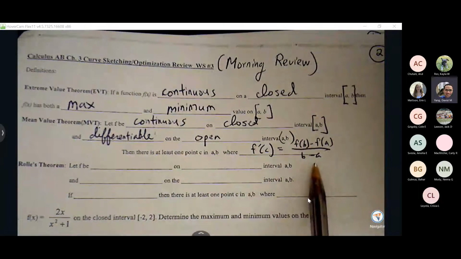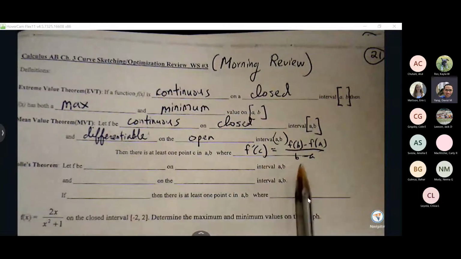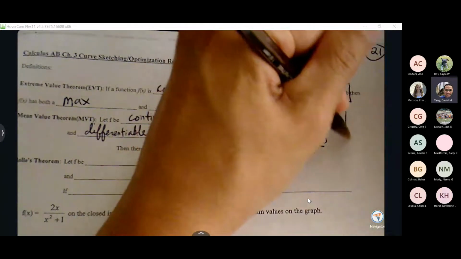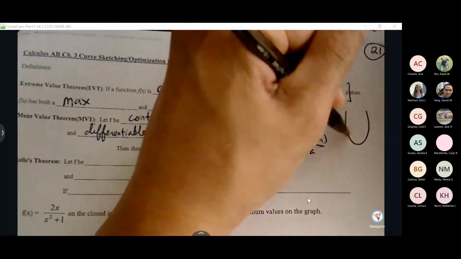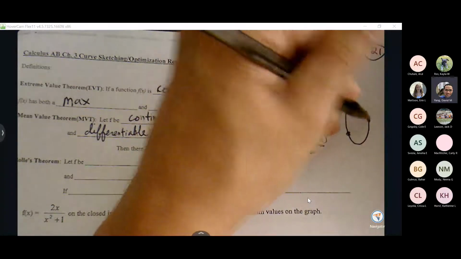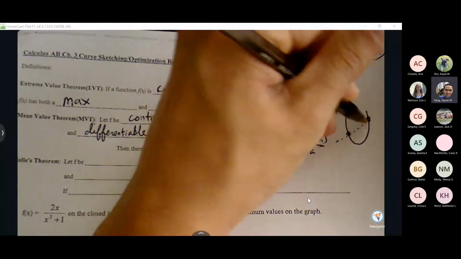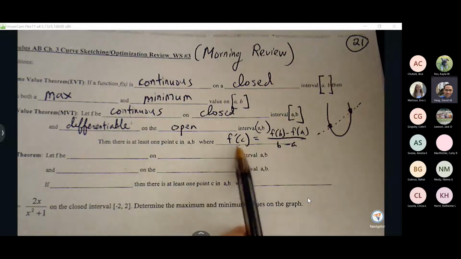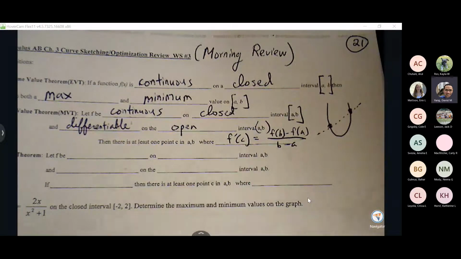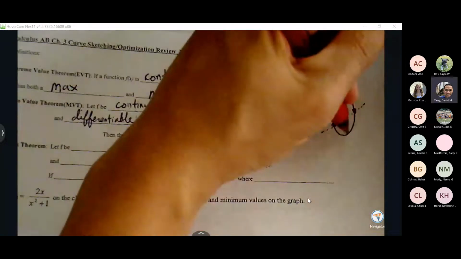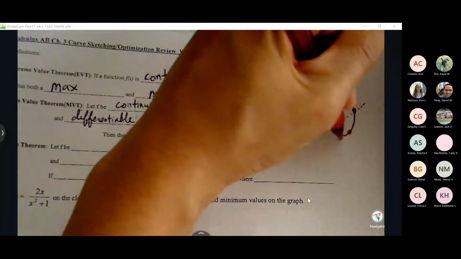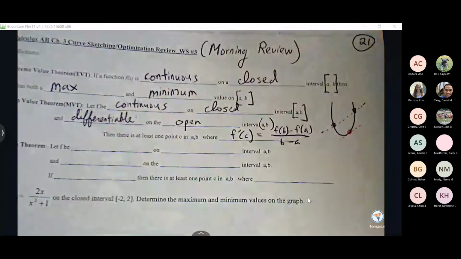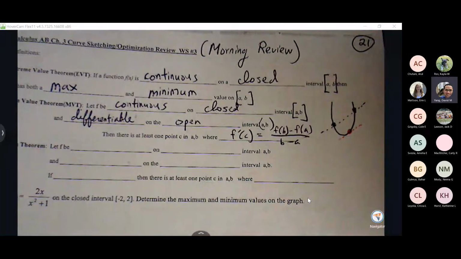So we always find the slope between the endpoints. And once we find the slope between the endpoints, the slope could be 2, it could be 1/2, it could be 3. But whatever slope you find here, you're going to look for it somewhere along the curve by setting it equal to the derivative. So once you do that, then you can find that slope that you drew between the two endpoints.